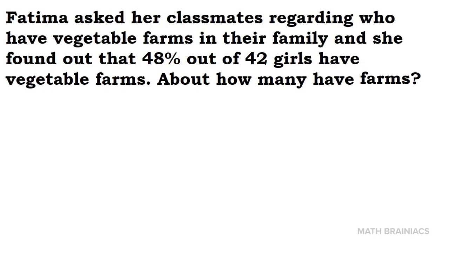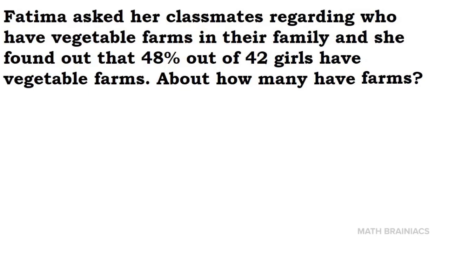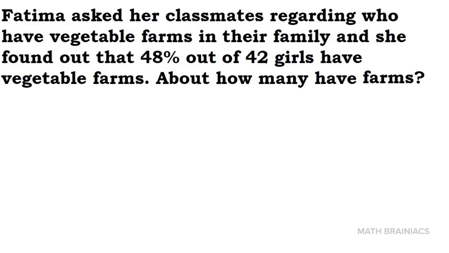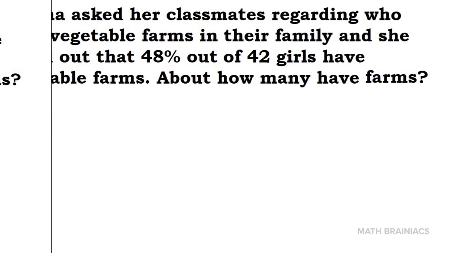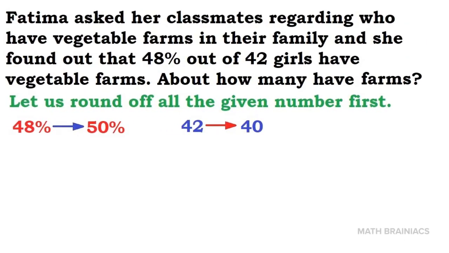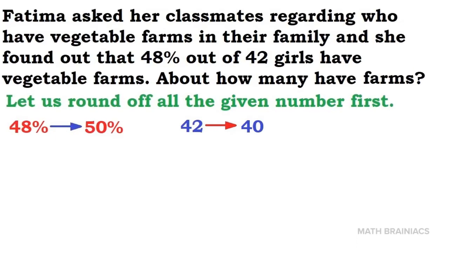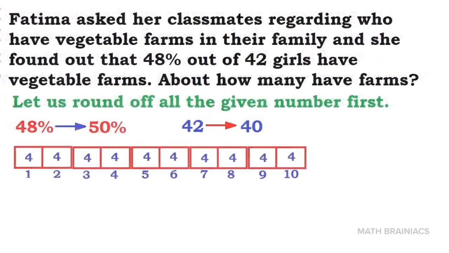Fatima asked her classmates regarding who have vegetable farms in their family, and she found out that 48% out of 42 girls have vegetable farms. About how many have farms? Rounding off all the given numbers to the nearest tens, 48% will be rounded off to 50%, while 42 will be rounded off to 40.